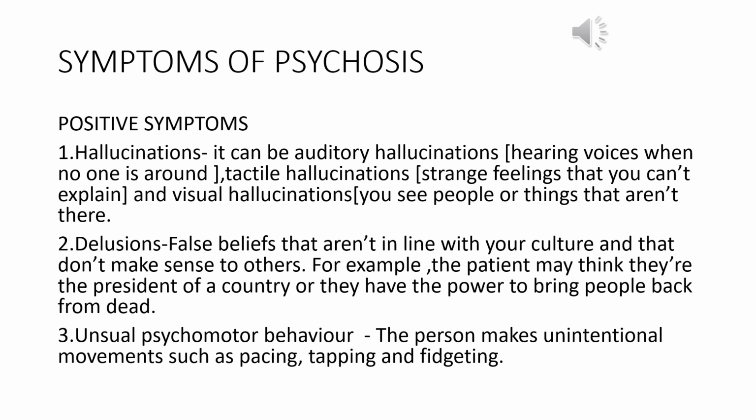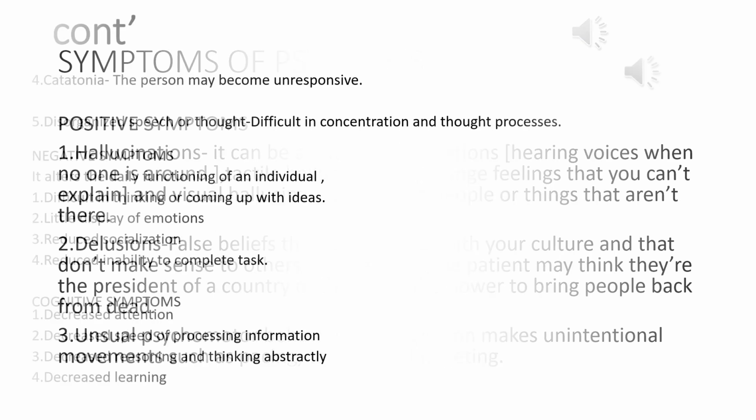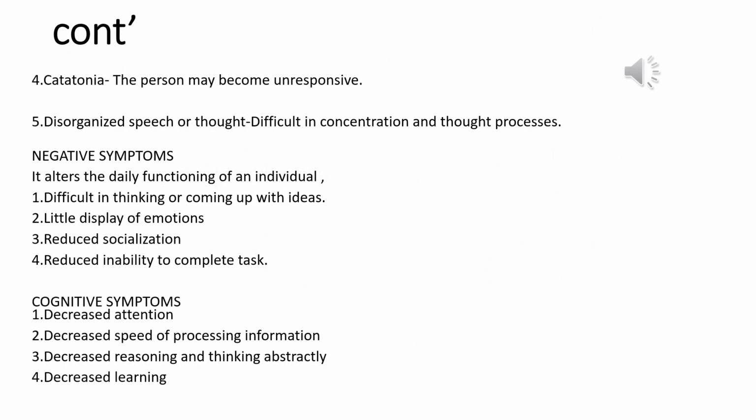And then we move to unusual psychomotor behavior. The person makes unintentional movements such as pacing, tapping, and fidgeting. The next slide is the continuation. That is, the fourth one is the catatonia. This is where the person becomes unresponsive in his or her daily functioning. Disorganized speech and thought, difficulty in concentration and thought processes. This is where somebody does not follow a certain conversation when somebody is communicating to him or her.